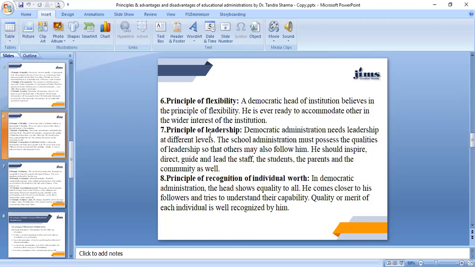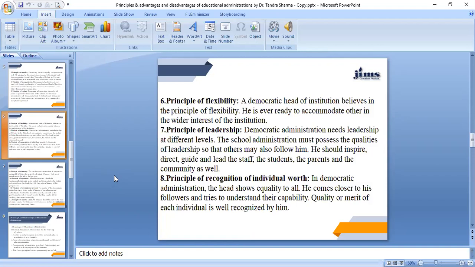The seventh principle is the principle of leadership. Democratic administration needs leadership at different levels. The school administration must possess the qualities of leadership so that others may also follow him. He should inspire, direct, guide, and lead the staff and the students, the parents, and the community as well.